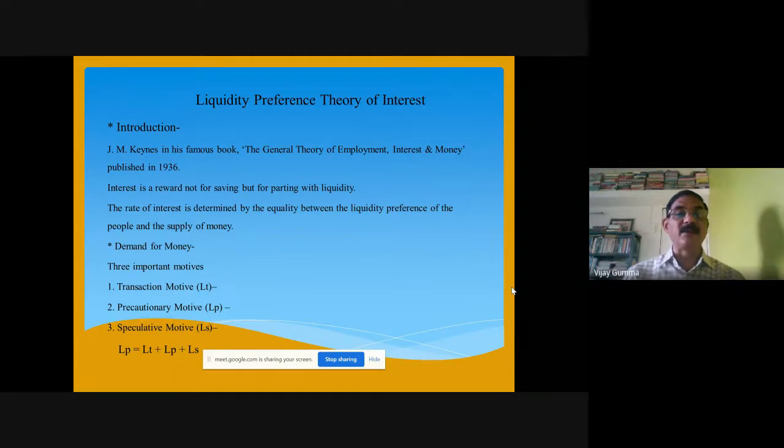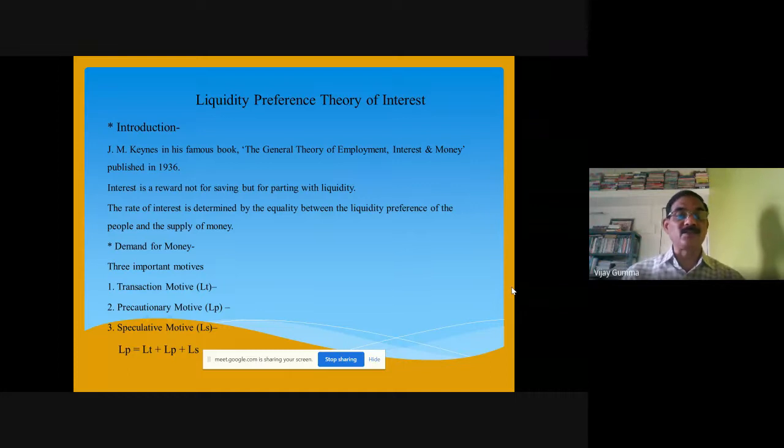What is liquidity preference? Liquidity preference simply means demand for money. According to John Maynard Keynes, liquidity preference means the desire to hold money in the form of cash rather than spending on goods and services. The desire to hold money in the form of cash is called liquidity preference.